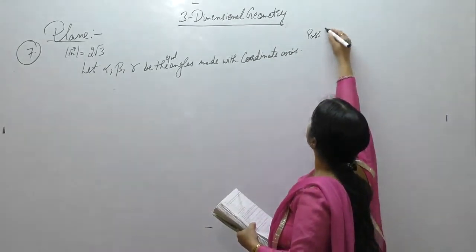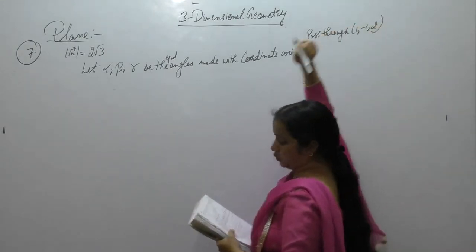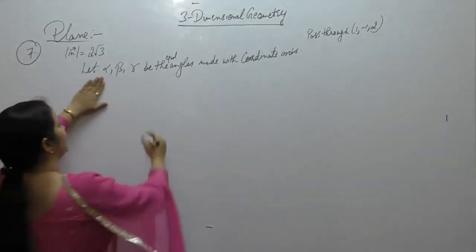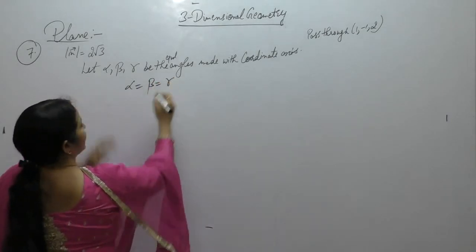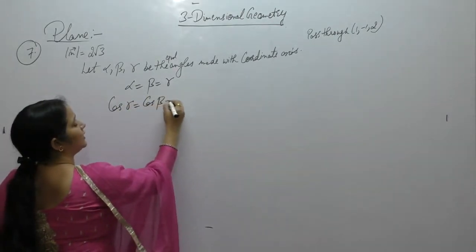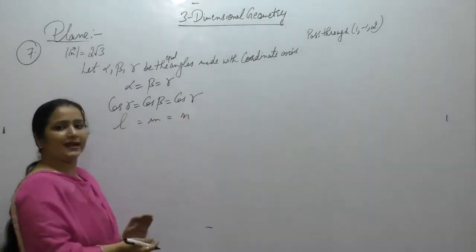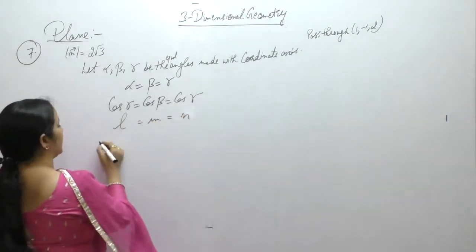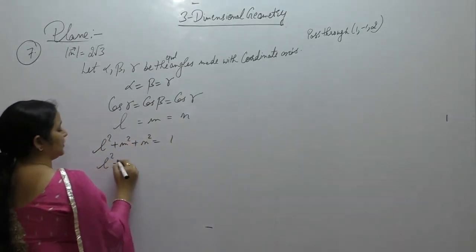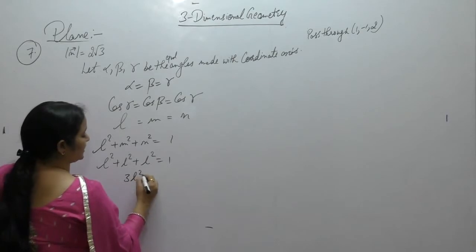The plane passes through the point 1, minus 1, 2 and is normal to the n vector. Now it is given that alpha, beta, gamma are acute angles and they are equal. Then cosine of these angles is also equal. These are l, m and n. It means l, m, n are equal direction cosines. Now we know that l square plus m square plus n square equals 1. So we can write it as 3l square equals 1.